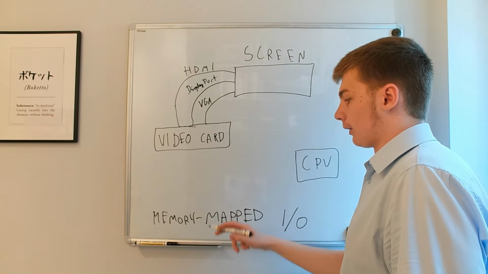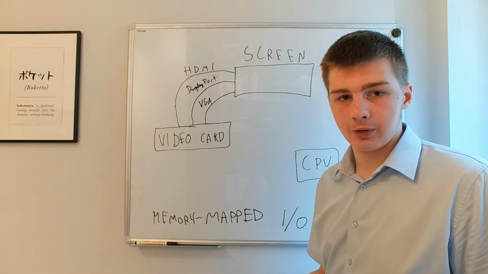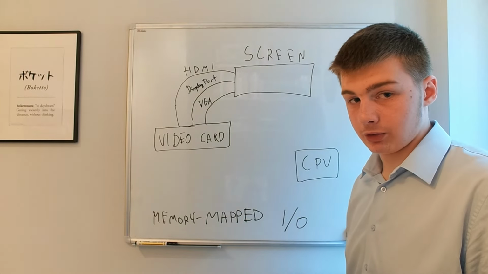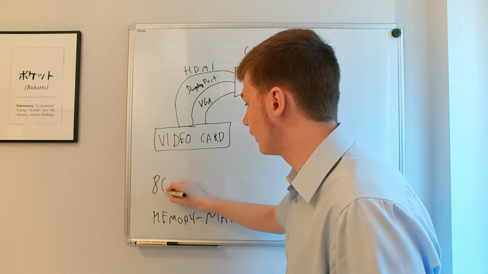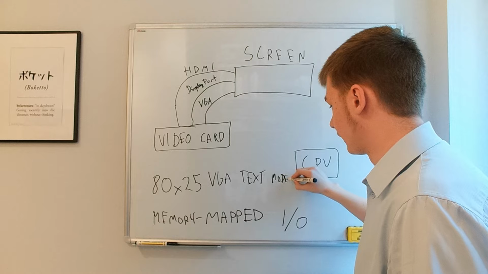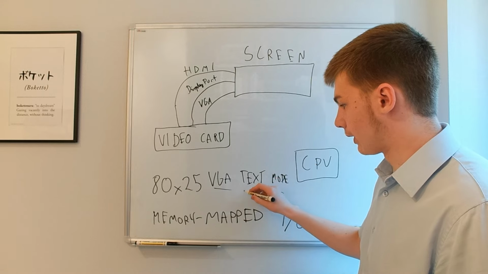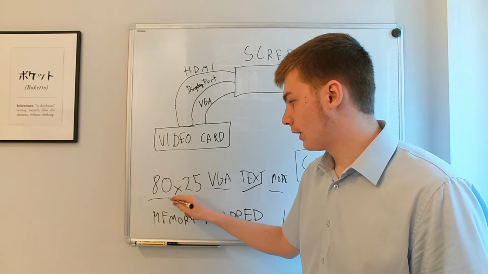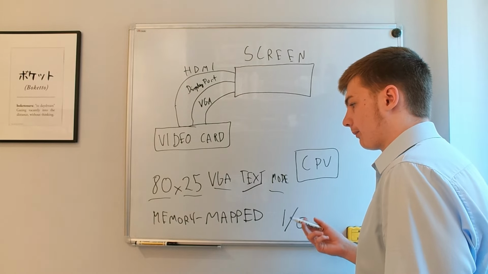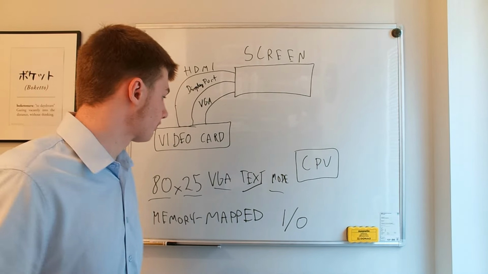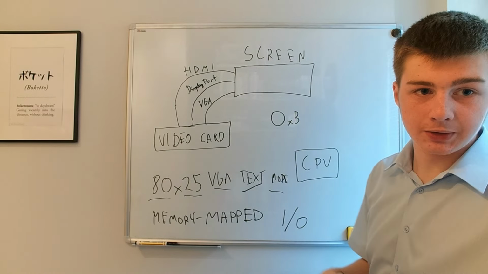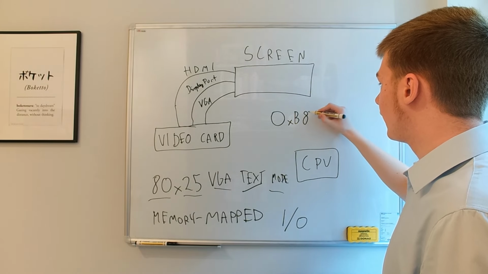Okay. So the default mode that the video card is in after your computer has started is the VGA text mode. As the name suggests, it is a mode for rendering text, and we have 80 characters per row, and 25 rows. So how do we actually access this buffer? It starts at address 0xB8000.